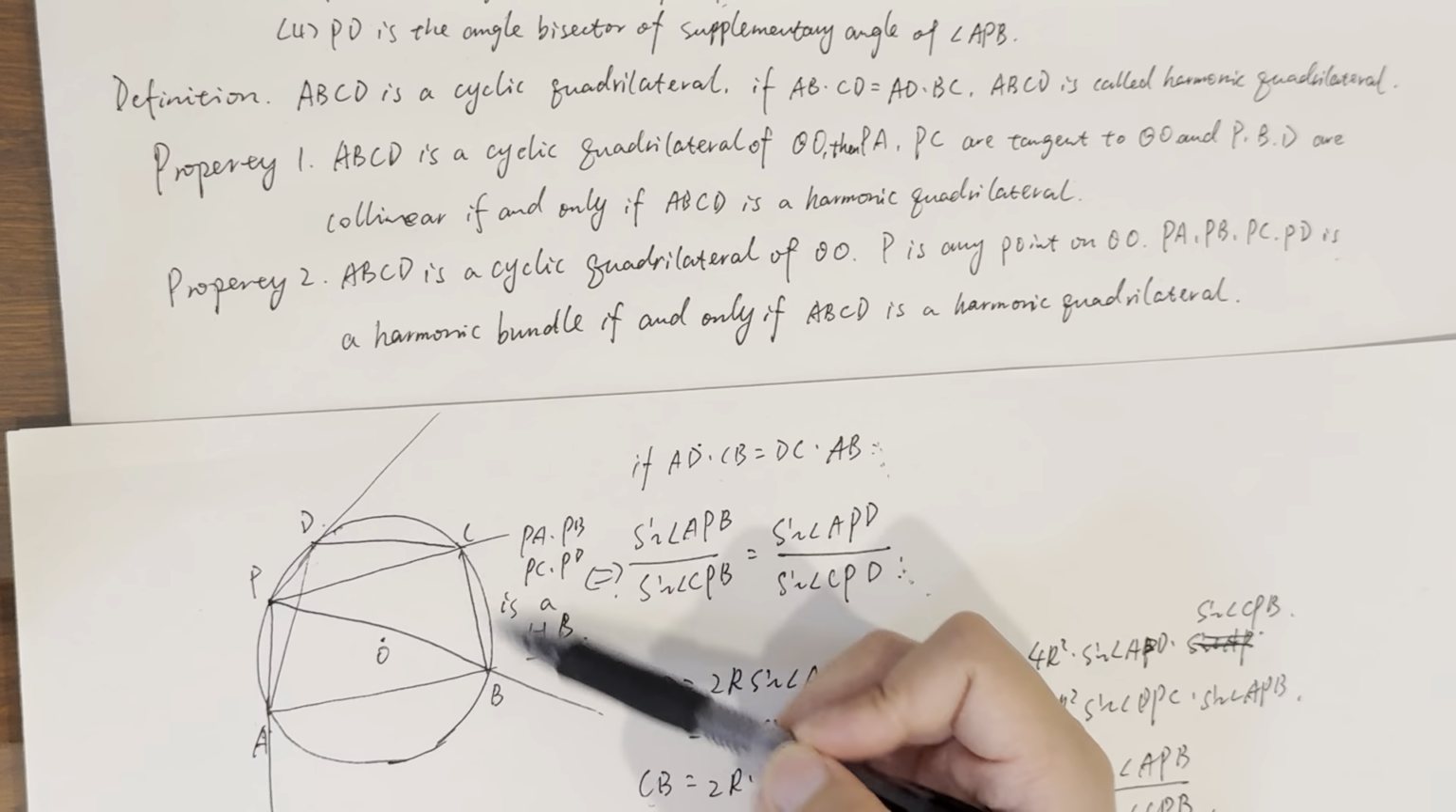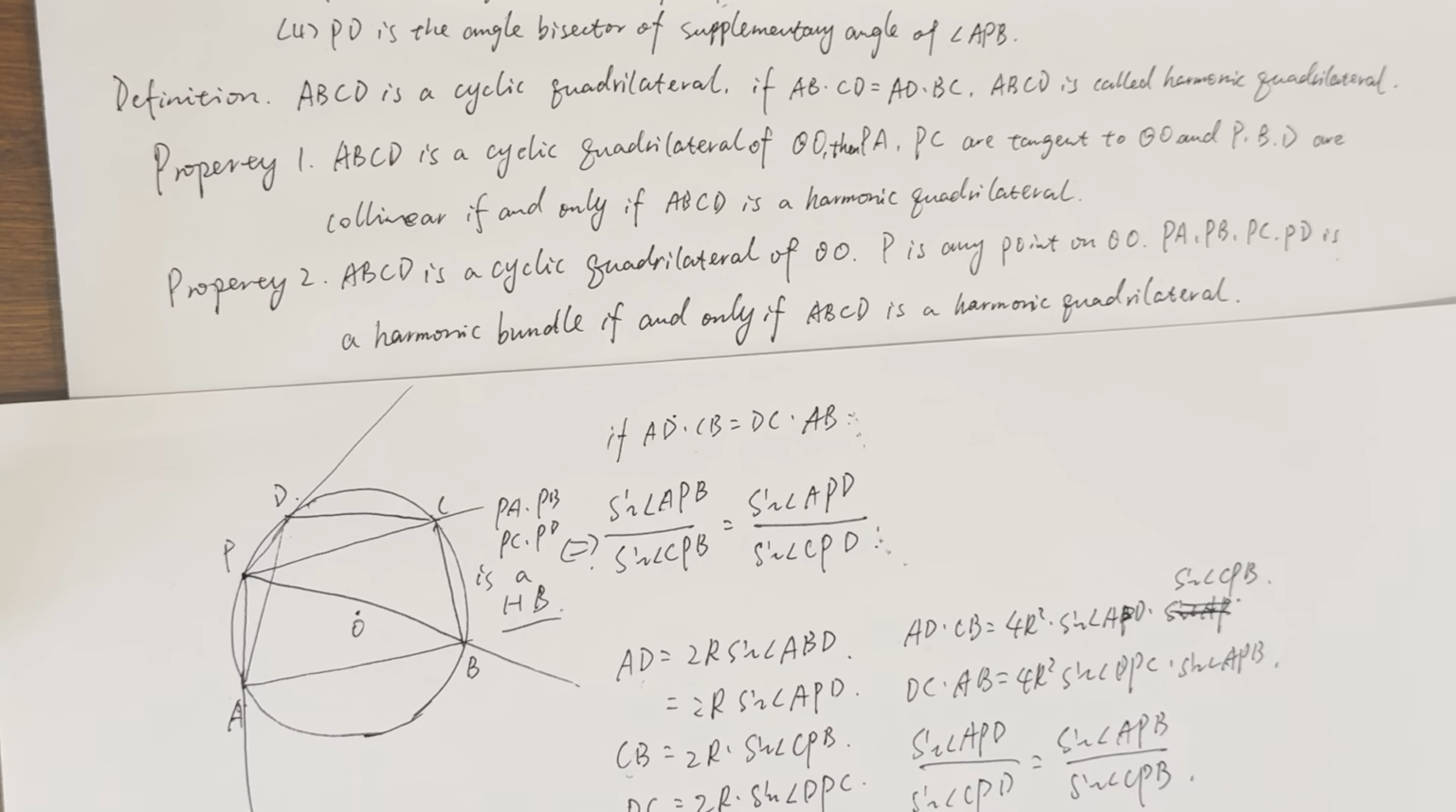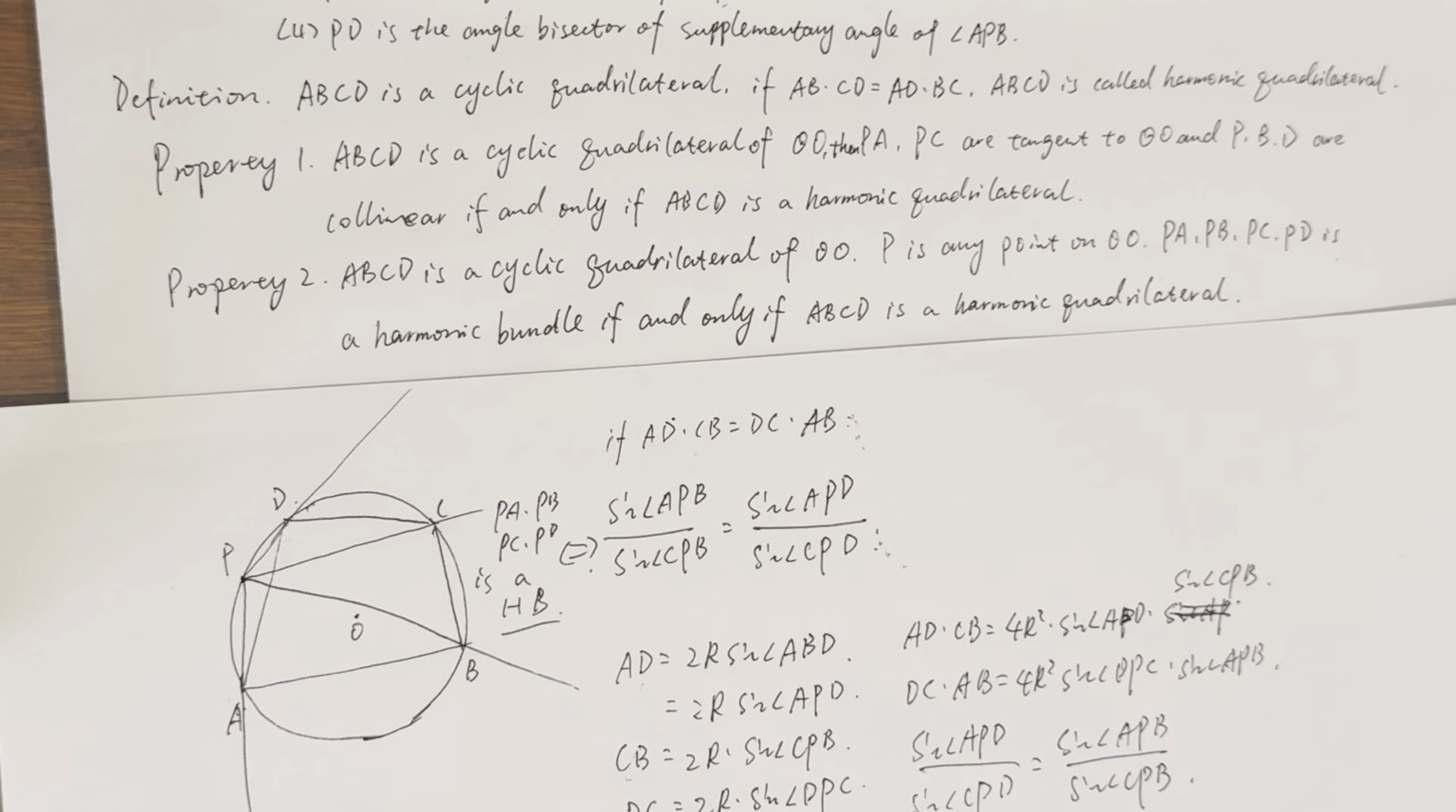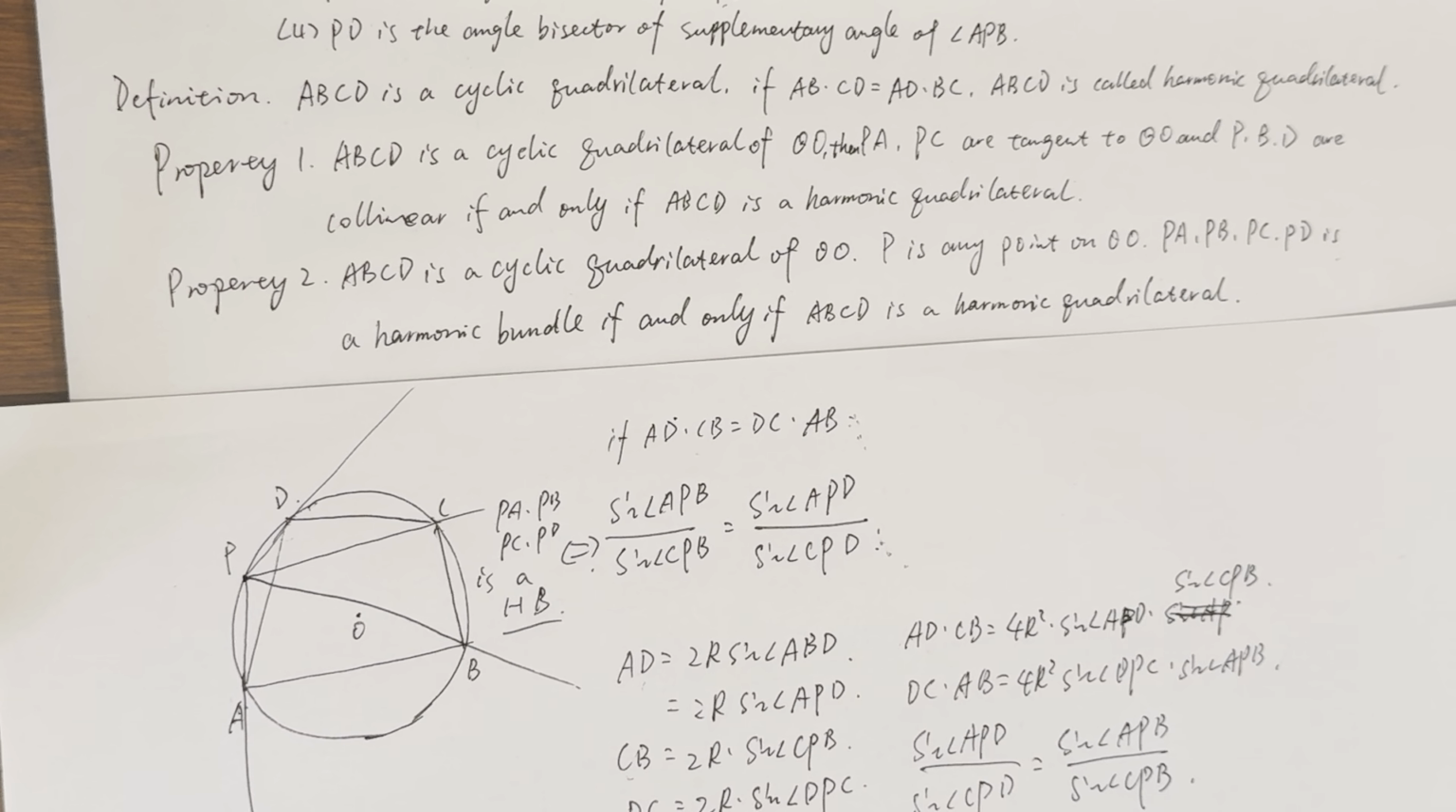So that means if ABCD is a harmonic quadrilateral, then PA, PB, PC, PD is a harmonic bundle. Or if PA, PB, PC, PD is a harmonic bundle, then ABCD is a harmonic quadrilateral.